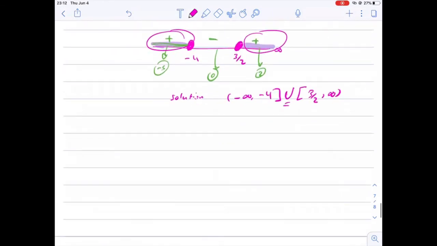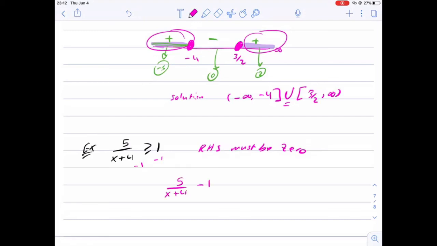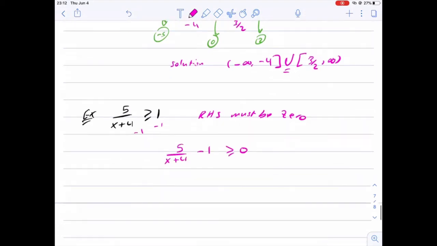Now sometimes we have rational inequalities. For example, if we have 5 over x plus 4 greater than or equal to 1, how to solve this inequality? Now in this case we need to make the right hand side equal to 0. Right hand side must be 0. How to do that? We need just to subtract 1 from both sides. We get 5 over x plus 4 minus 1 greater than or equal to 0. Now the right hand side is 0, and then we proceed as before.